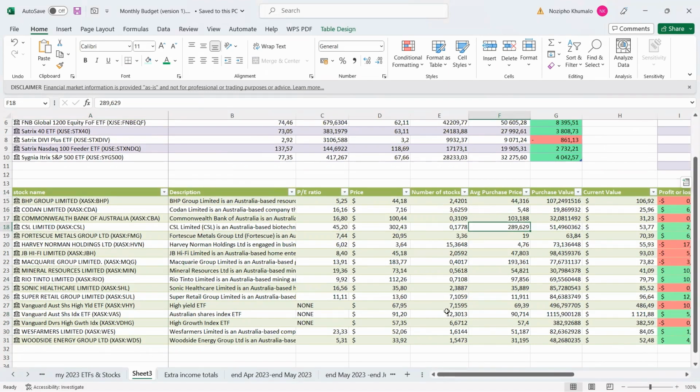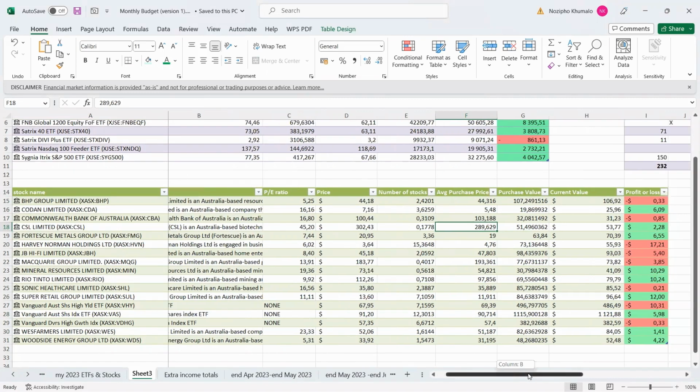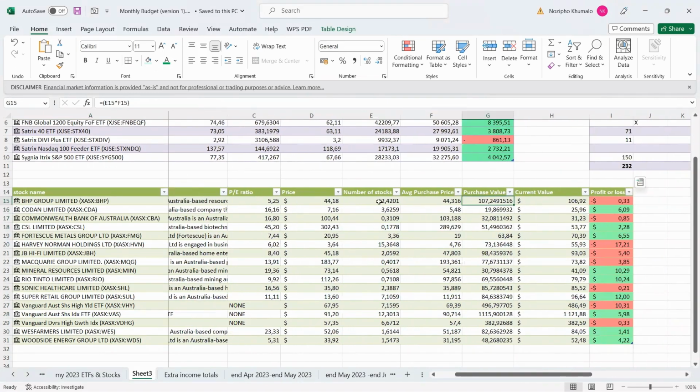The number of stocks comes from EasyEquities. Average purchase price also comes from EasyEquities. Then the rest is calculated. So purchase value, you calculate it by multiplying the number of stocks by the average share price. And then the current value, you multiply the share price by the number of stocks. Profit or loss is simply current value minus purchase value.